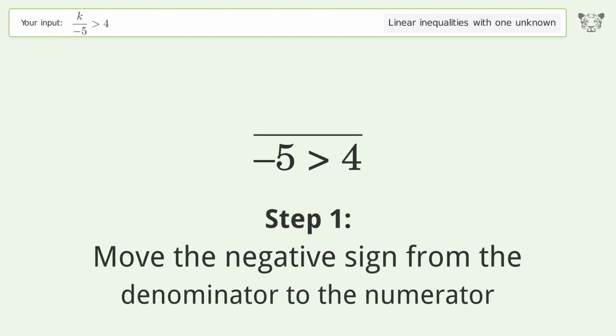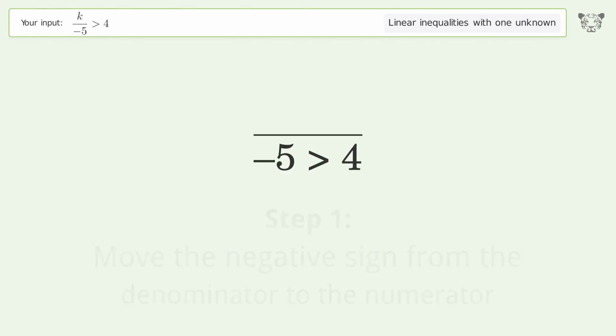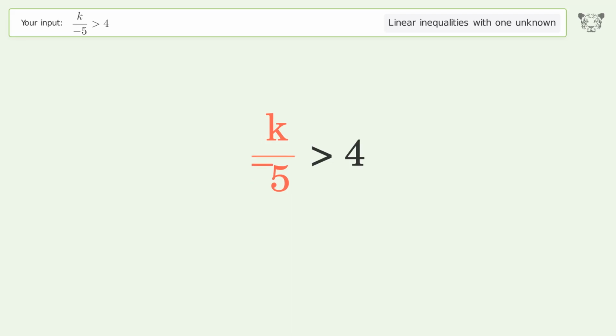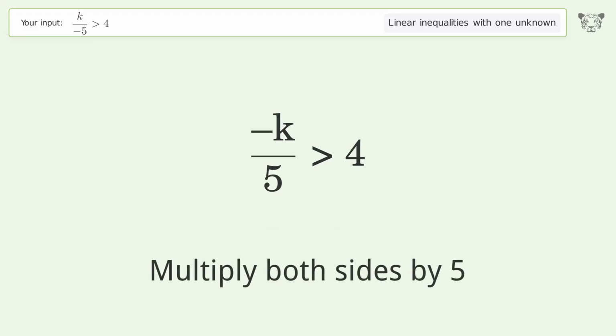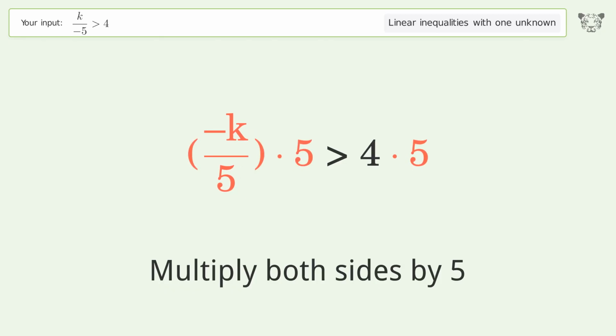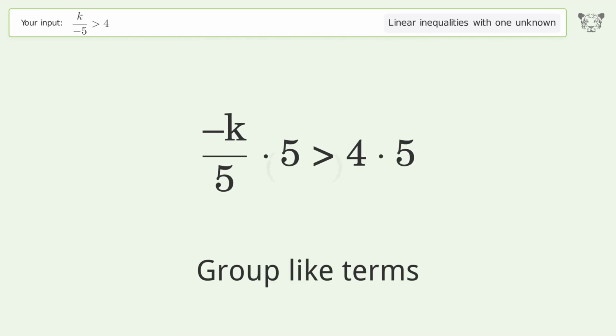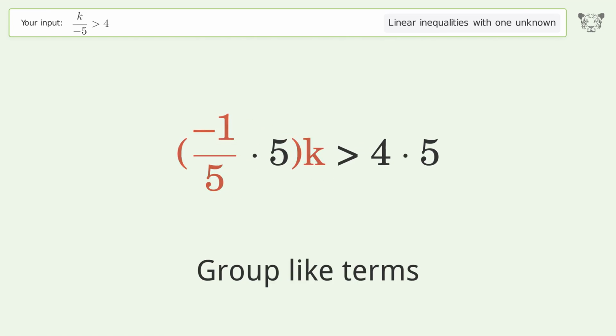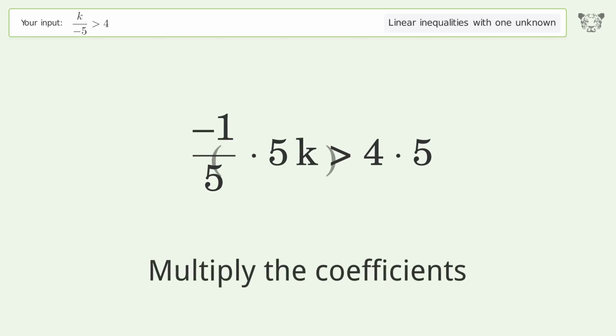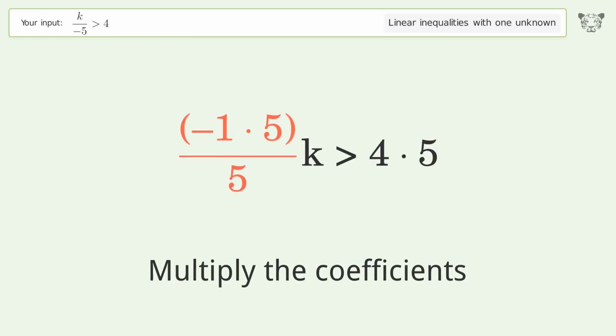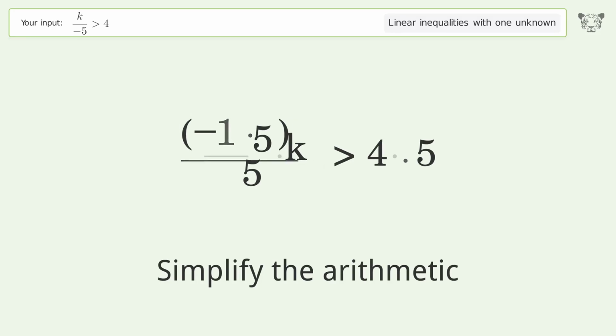Move the negative sign from the denominator to the numerator. Isolate the k. Multiply both sides by 5. Group like terms. Multiply the coefficients. Simplify the arithmetic.